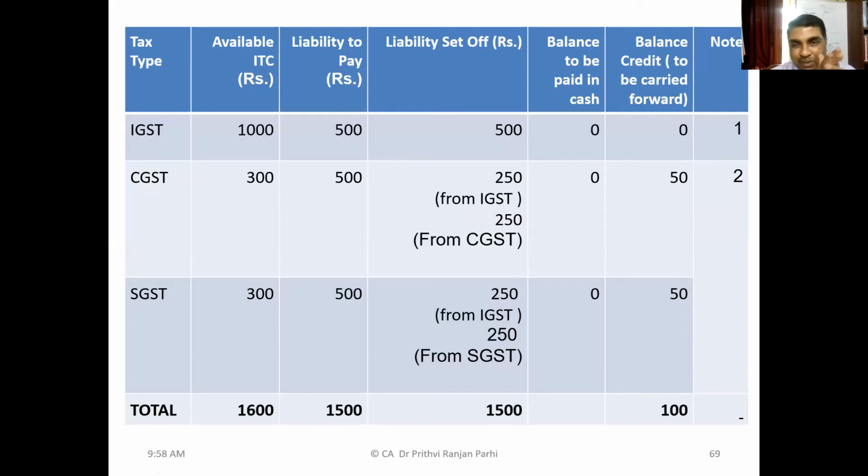Now look at this table and try to understand it, because after that we'll be doing our workshop. IGST is 1000. This is the available ITC. IGST liability is 500. So let me first set off the liability by using ITC. So liability set off is 500. Is there anything to be paid in cash? No, because 500 is the liability, 500 is settled. Balance carry forward also 0.